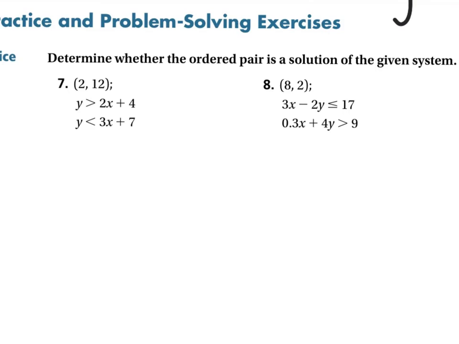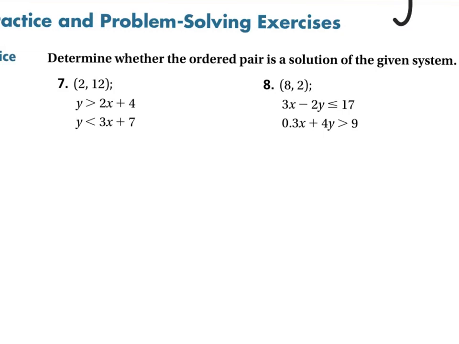We're going to look at some problems on page 403, the lesson 6.6 assignment on systems of linear inequalities. So the first section, they're asking us to determine whether the ordered pair is a solution of the given system. So for number 7, they're asking whether (2, 12) is a solution of that system.